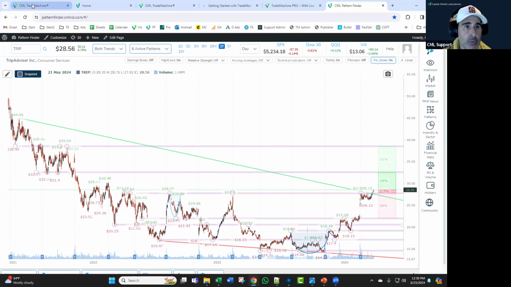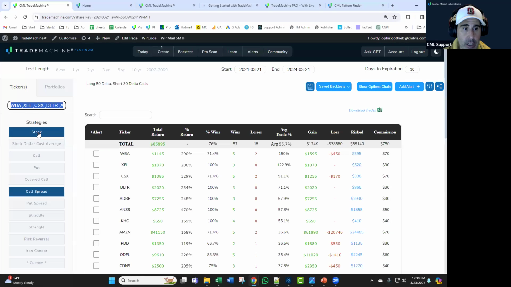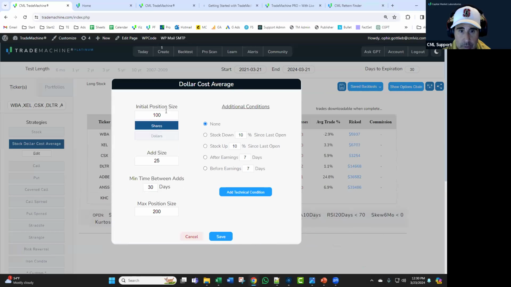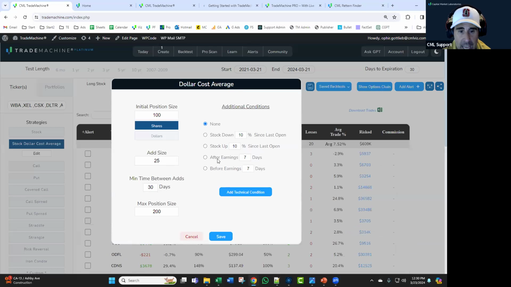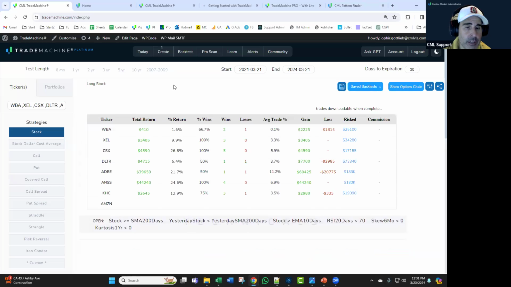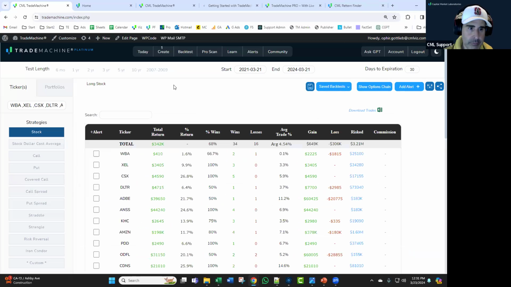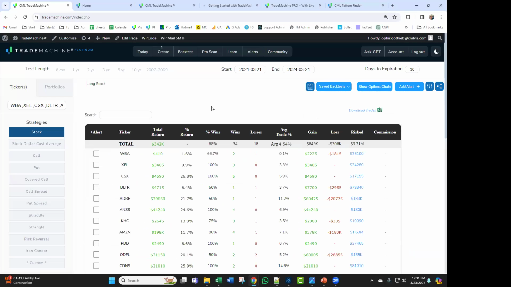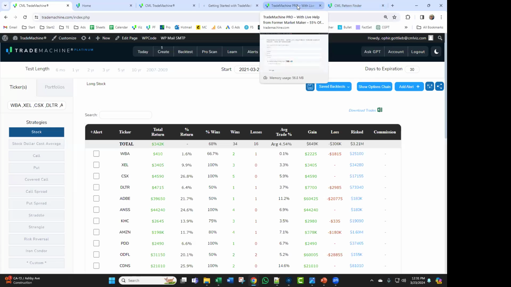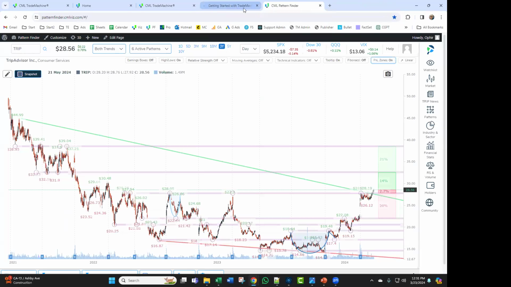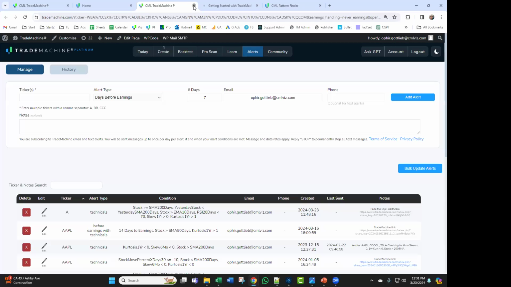So in TradeMachine, if you want to back test stock, you just click your strategy as stock. We also have dollar cost averaging, which nobody uses, but is really awesome. You can decide how to dollar cost average, how many shares or dollars, how much time in between adds, what you need in order to add, your max position size. TradeMachine is just completely badass, and you use it if you like. But if you want to learn how to dollar cost average, go to stock dollar cost average. But yes, Pattern Finder is strictly for stocks, but TradeMachine can also be used for stocks, although it's very, very heavy on options because that's where it's needed the most.